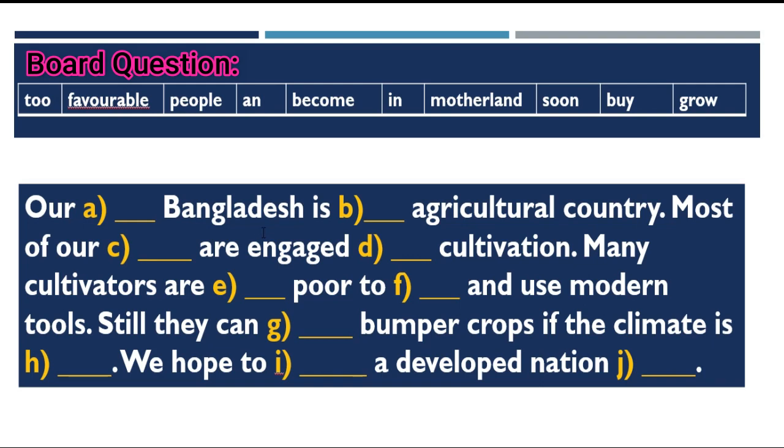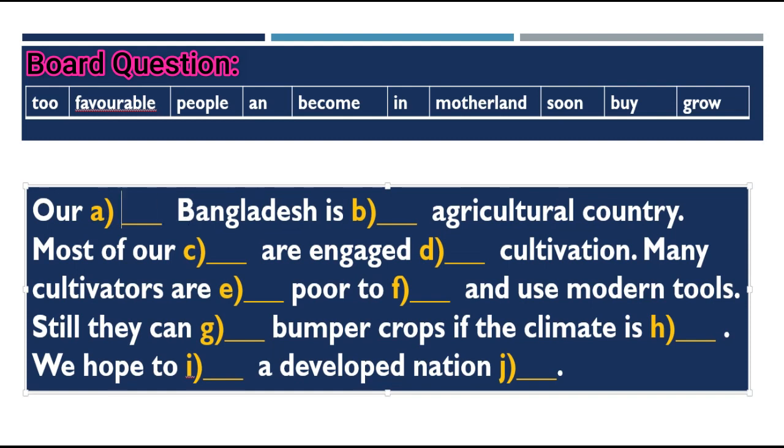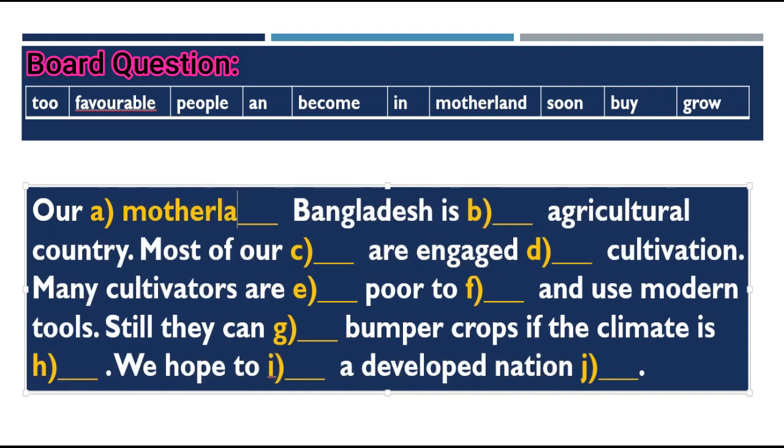Remember dear students, it's very important to understand the whole passage and the sense and meaning of the passage. And also at the same time you have to understand the meaning of the clues given. So let's start. The clues are not that difficult. So the first sentence is our dash Bangladesh. Here our is a possessive pronoun, and after possessive pronoun we have to use a noun. So the appropriate noun that can be used here is motherland. Our motherland Bangladesh.